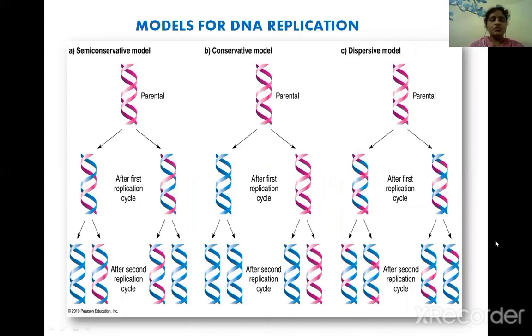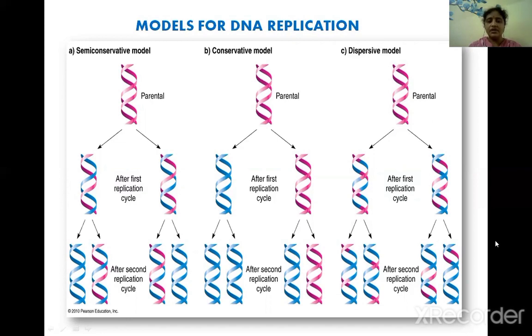In this model, the two parental DNA strands separate, and each daughter molecule contains one parental strand and one newly synthesized strand. Therefore, the mechanism is called the semi-conservative model. Next, the conservative model. In this model, from the two parental DNA strands, one daughter molecule contains both parental DNA strands and the other daughter molecule contains newly synthesized DNA strands, which is very clear.